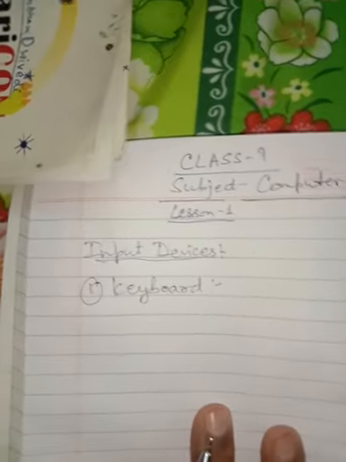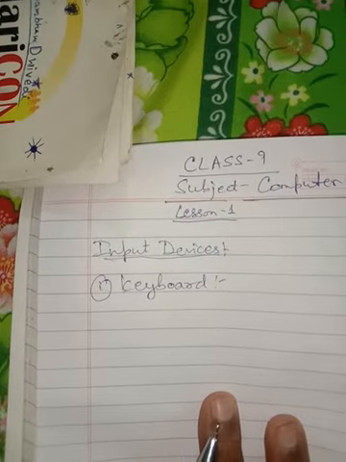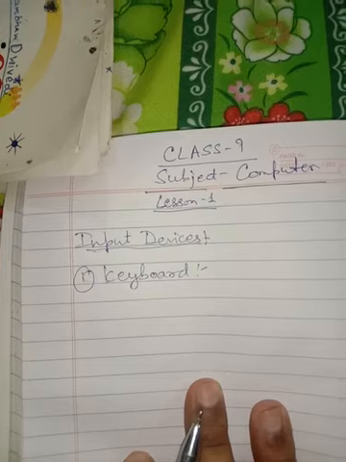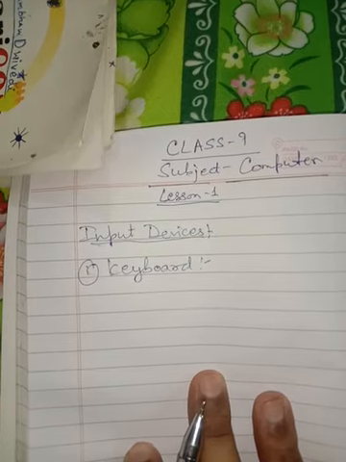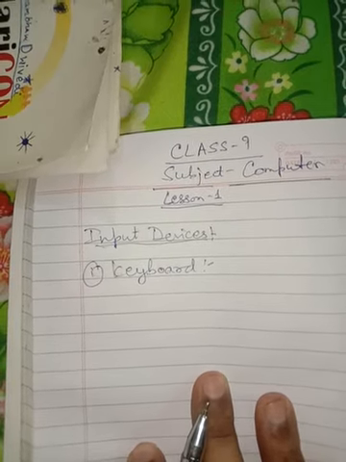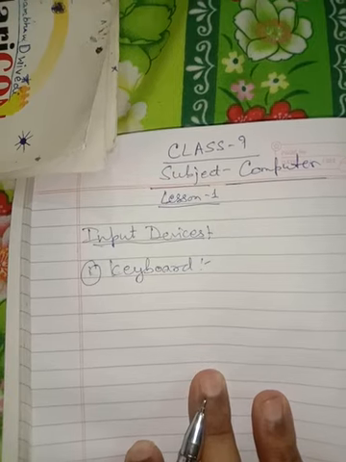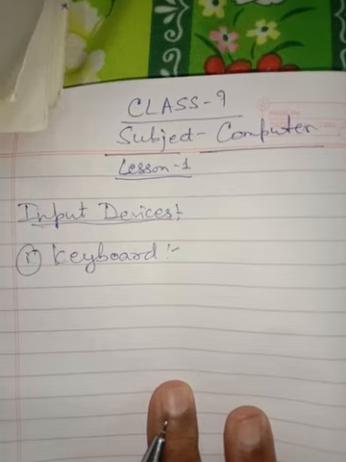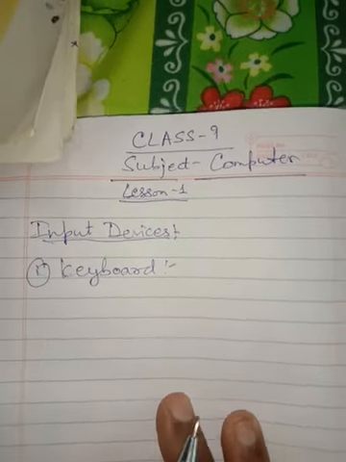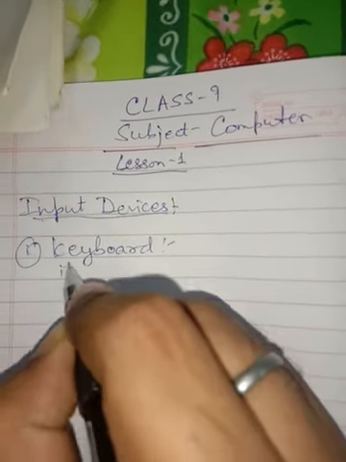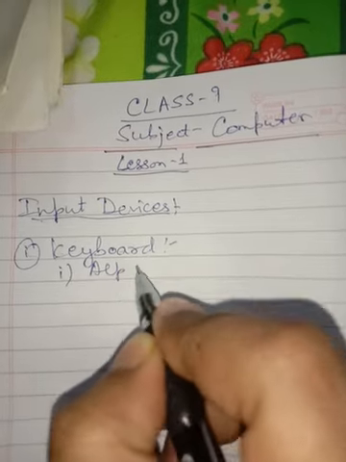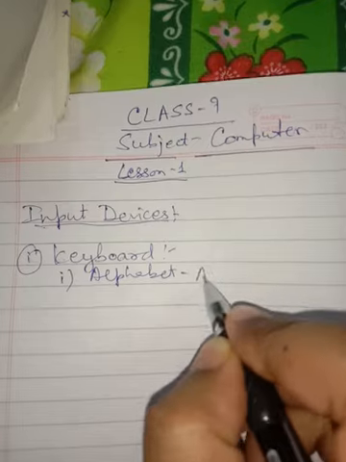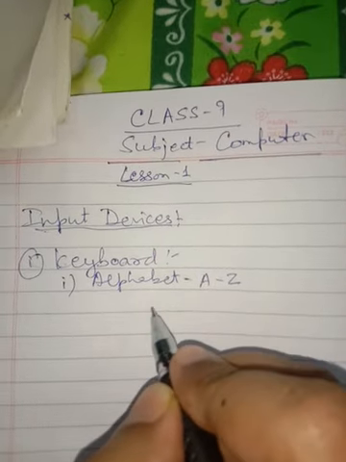So what is a keyboard? A keyboard contains a grid of buttons called keys. With the help of keys we can write data into the computer. We can also write words, numbers, etc. There are different types of keys on the keyboard. First, we have alphabet keys, which consist of A to Z or small a to z.